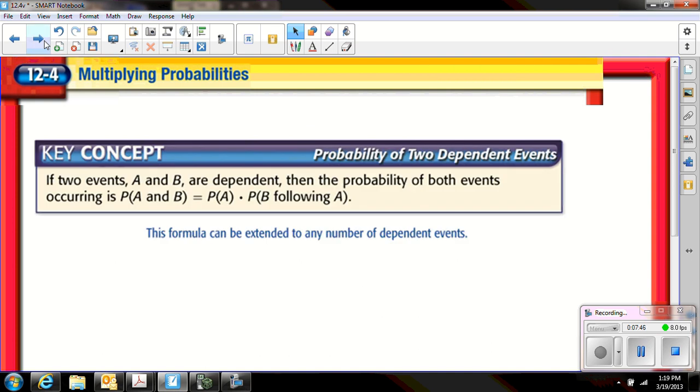Okay, for the second half of this, we're going to take a look at dependent events. Remember, a dependent event is where the second outcome is adjusted based on the first. The second outcome is affected by whatever happens that first time through. So let's say we have 2 events occurring, A and B, which are dependent, and the probability of both events occurring is, again, the probability of A times the probability of B following A. So again, you have to subtract out the one that has been removed and not replaced. And just like before with independent events, this can be done with any number of dependent events.